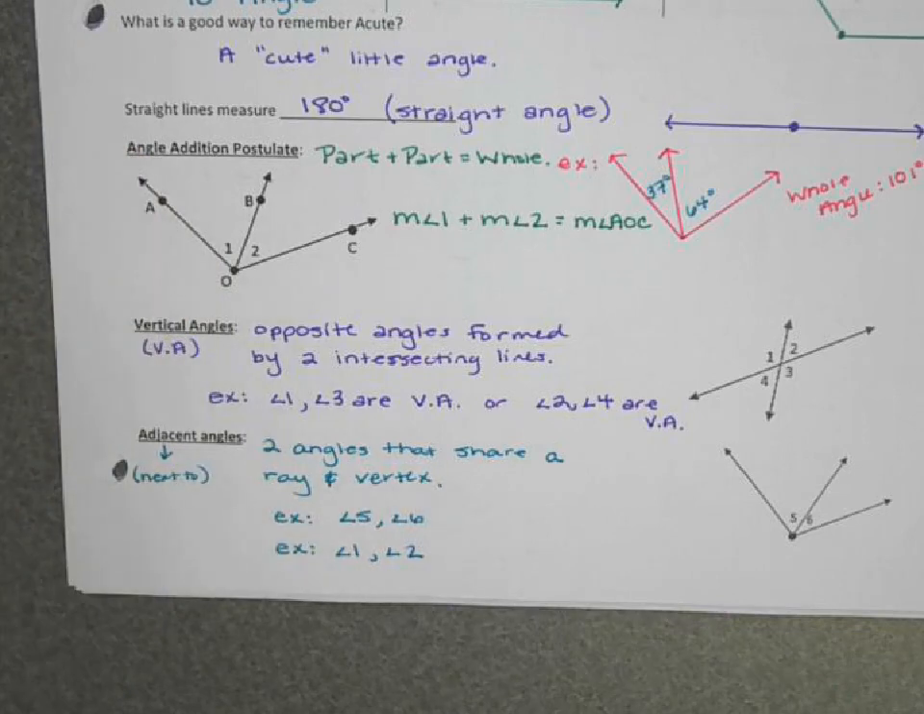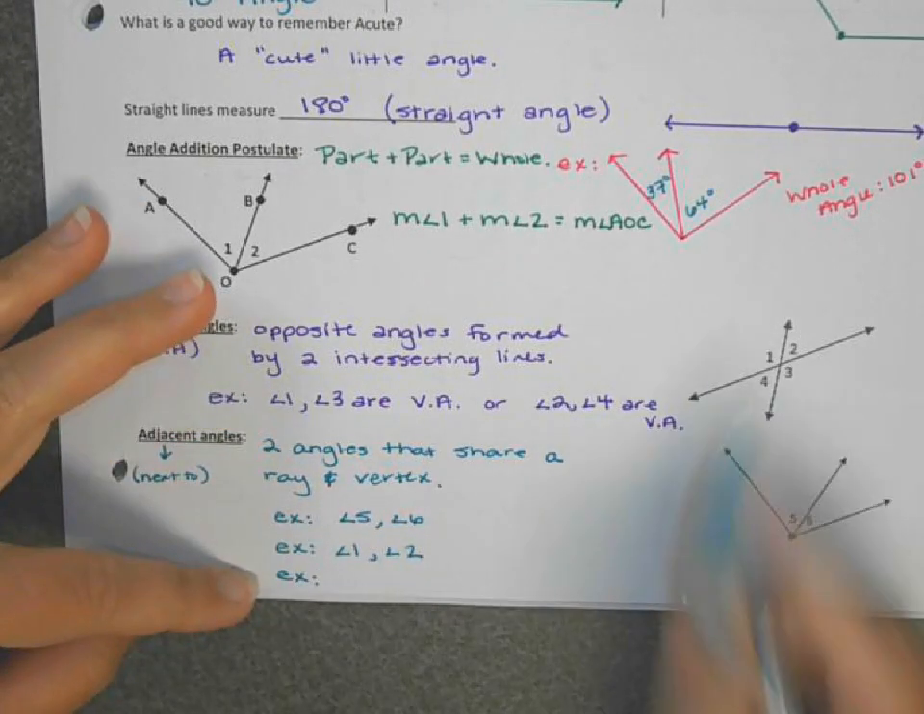And vertical angles and adjacent angles are pairs. You're only ever going to be talking about 2 of them. Okay, so 2 angles that are vertical angles, 2 angles that are adjacent angles. Okay, never 3, never 4, never 1, always 2. It's a pair. So you might be asked, what pair of angles are vertical angles, or what pair are adjacent? Okay.